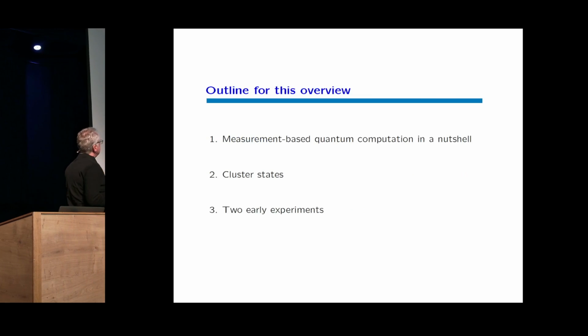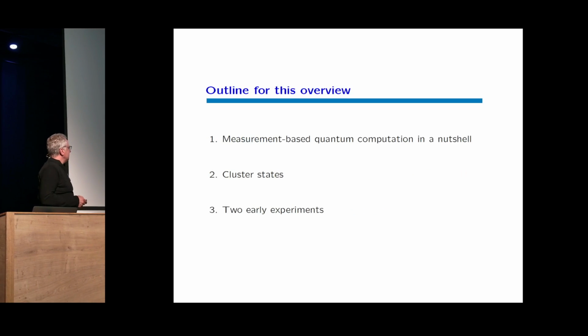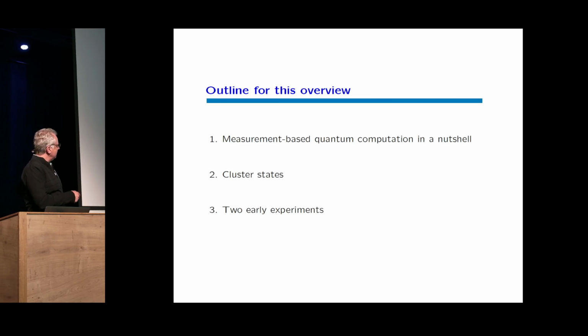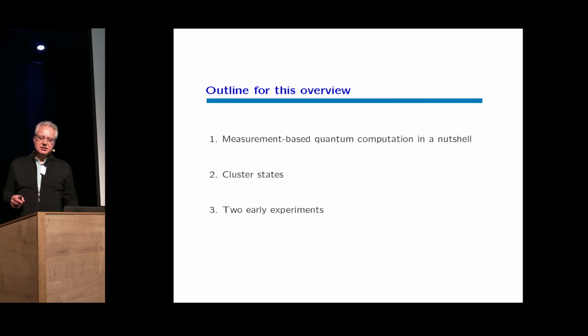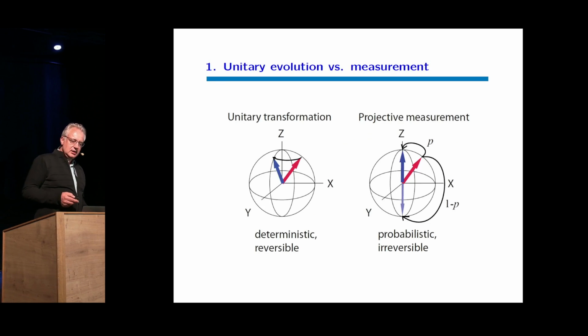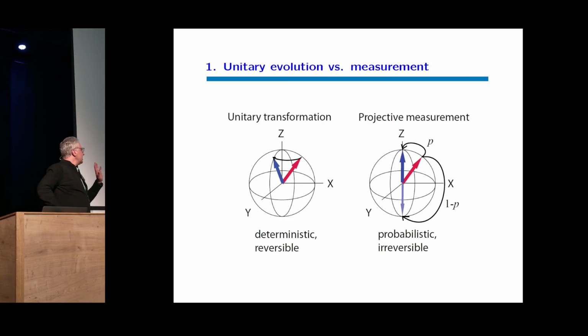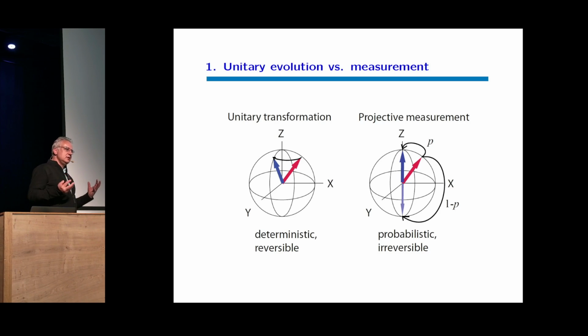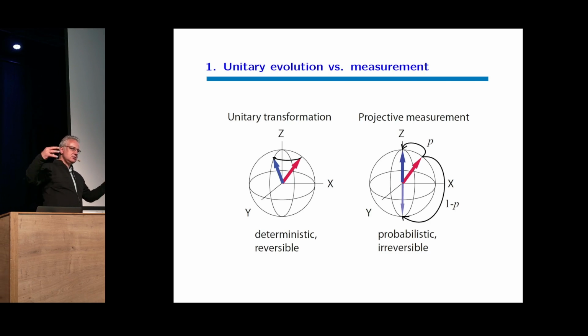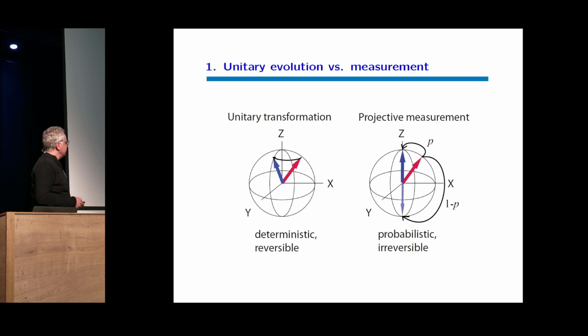So this is what I'm going to tell you here: measurement-based quantum computation in a nutshell, cluster states, which you already know, and maybe a bit of background about early experiments. Before we begin, let's take a step back and think about what's going on here. In quantum mechanics, we have two evolutions. We have unitary evolution according to the Schrödinger equation, and we have projective measurements according to the Dirac projection postulate and the Born rule. These are two extremes, and then we have everything in between.